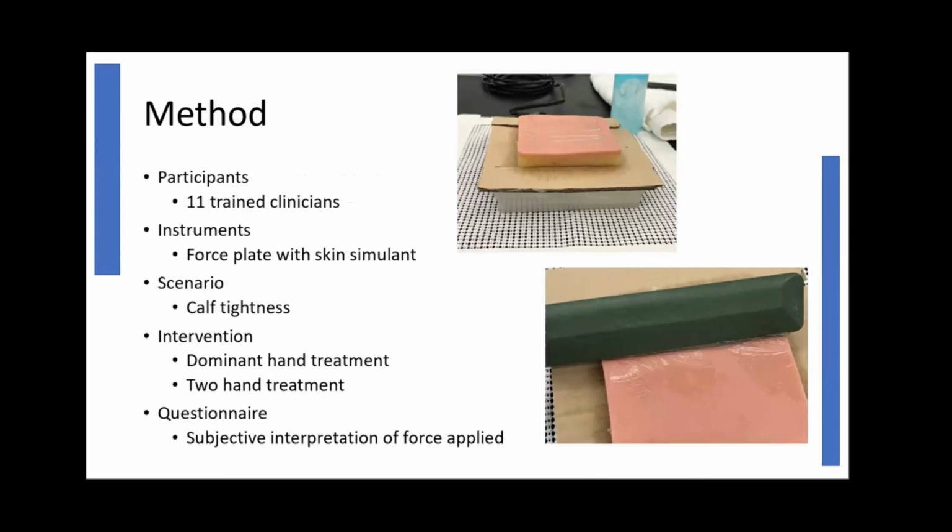In the study, we used instruments. You can see to the right that there is a skin simulant. It contains subcutaneous fat and fascia, as well as a force plate underneath of that. And so our intervention was to have our participants receive a hypothetical treatment scenario, and then they were going to apply pressure depending on how they would treat that. Our scenario was reported calf tightness.